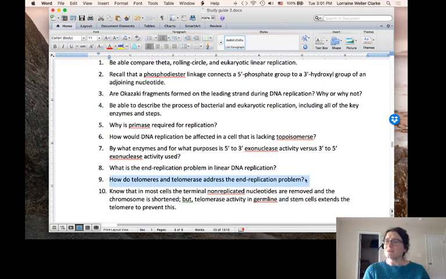Again, be able to explain what the end replication problem is, and then also how telomerase addresses it. I don't think I actually talked about that one, so you can just ignore that piece, because we didn't talk about that in particular. We were just mainly talking about the main process of replicating DNA and the templates and having either side code for both sides.